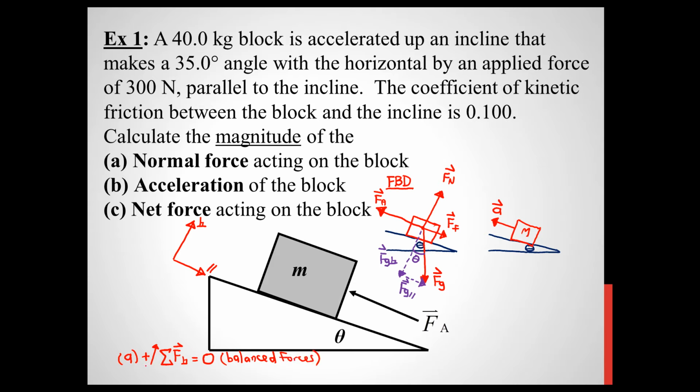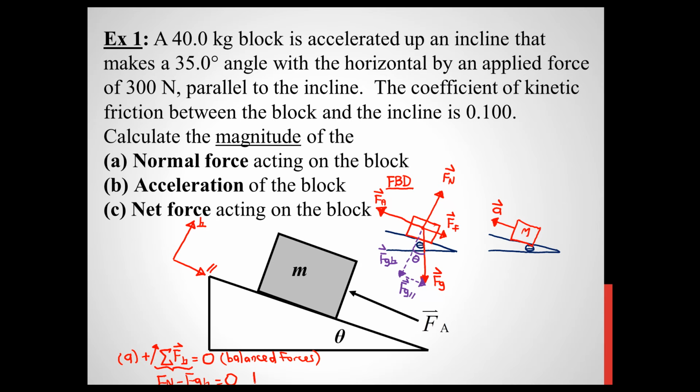If we expand the equation of motion, okay, so if it's up and right, it's positive. If it's down and left, it's going to be negative. Therefore, Fn would be positive. So you have positive Fn, subtract Fg perpendicular, will be equal to 0.